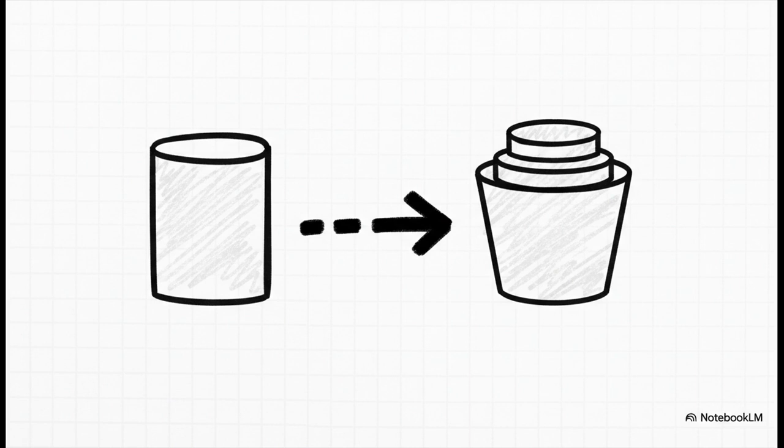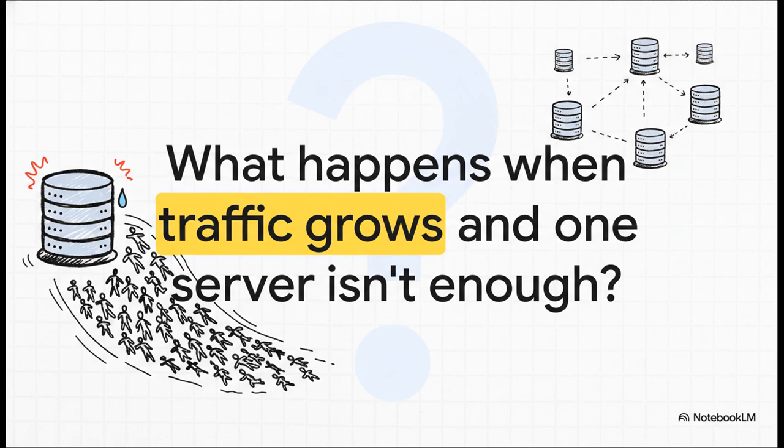But we still have our original problem. What happens when that big traffic spike hits? Yeah, exactly. This setup is still vulnerable. One EC2 instance is still just one virtual server. It is going to get overwhelmed. So how do you handle a crowd when one server just isn't going to cut it?